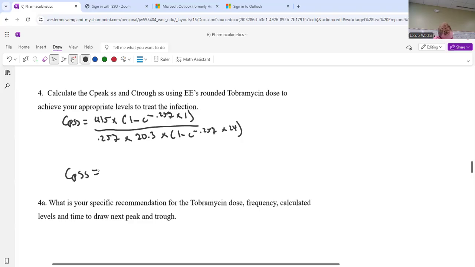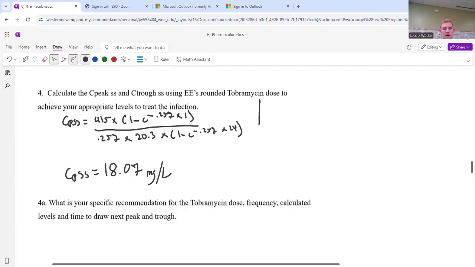Let me know what you guys get for the C peak. 18.37. Yep, milligrams per liter, excellent.